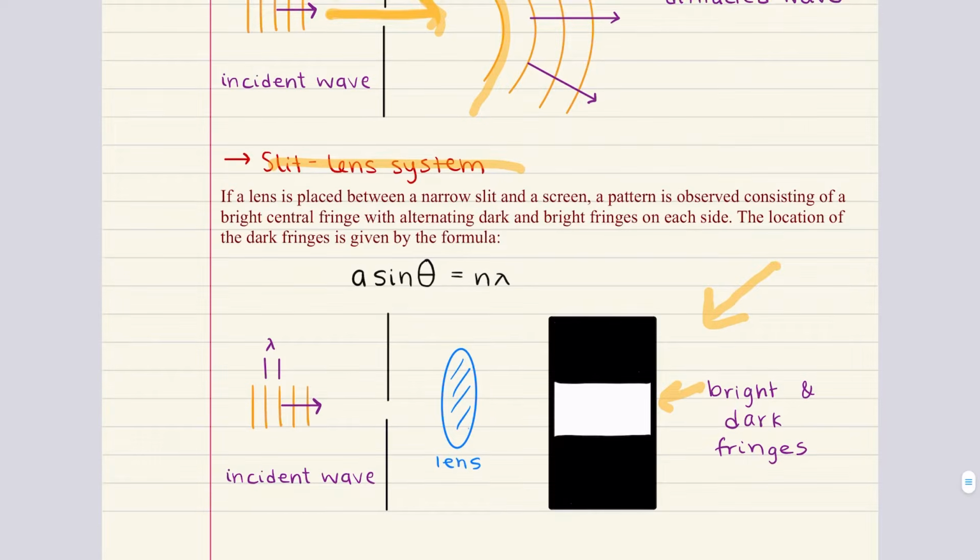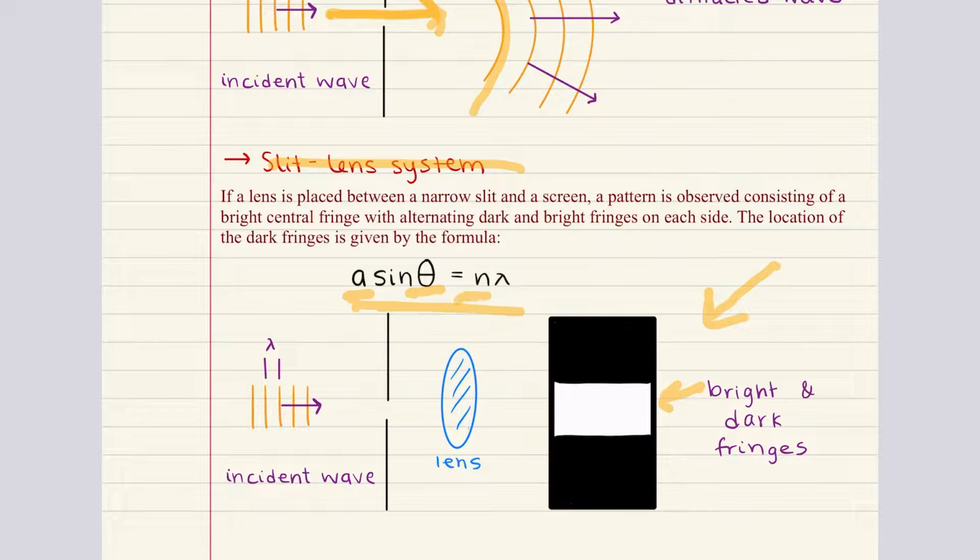Now, as the slit width becomes smaller, the central maximum becomes wider, and the spacing between dark and bright fringes changes. The formula you see here helps us determine the angles where dark fringes will appear. Dark fringes are areas of destructive interference. This formula says a sine theta is equal to n lambda. a is the width of the slit. Theta is the angle from the center of the slit to a point of minimum intensity on the screen.